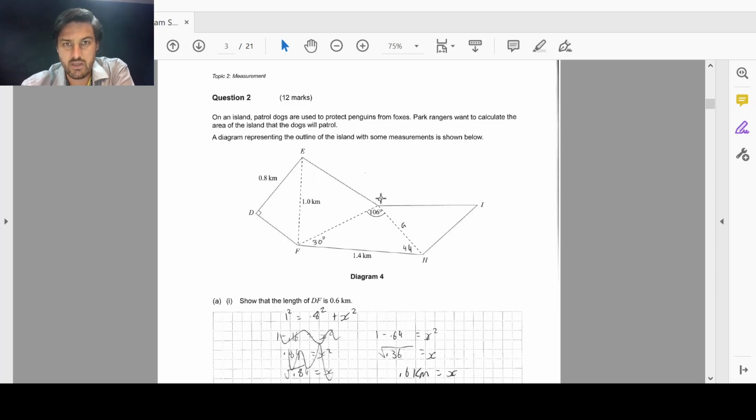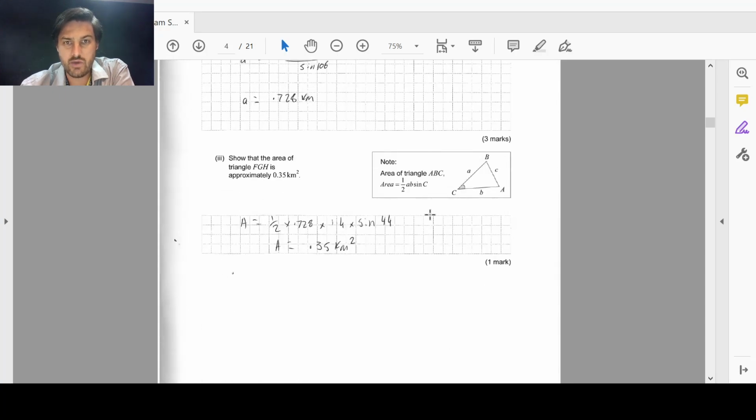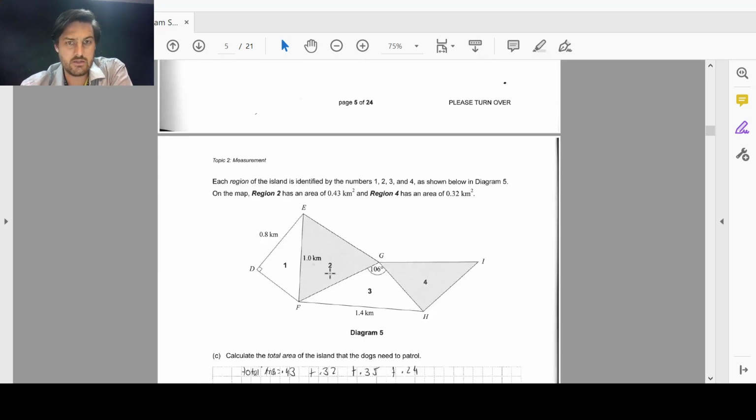This would be angle B, so that's not super relevant. This would be angle A, which we don't need for this one right now, which makes this here, the 44, which is why it was important, angle C, and this is side C, okay? So the only things we actually need are side AB, which we've got here and here, 0.728 and 1.4, times by sine of angle C, which we just said was 44, and if we pop that in our calculator, we get 0.35 kilometers squared.